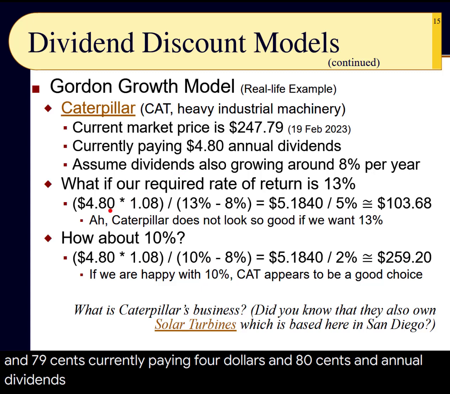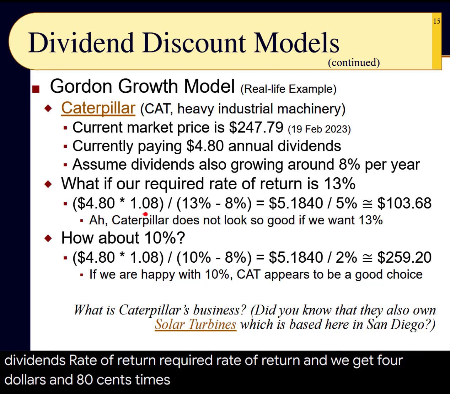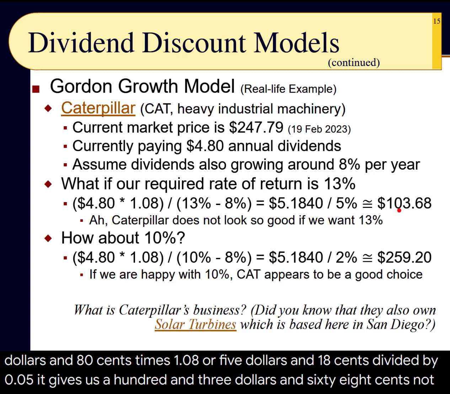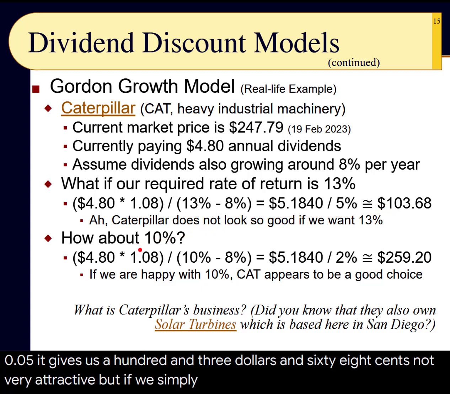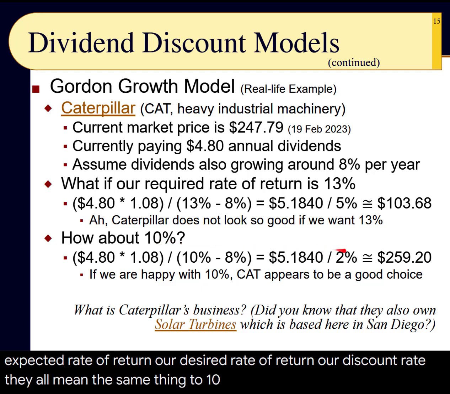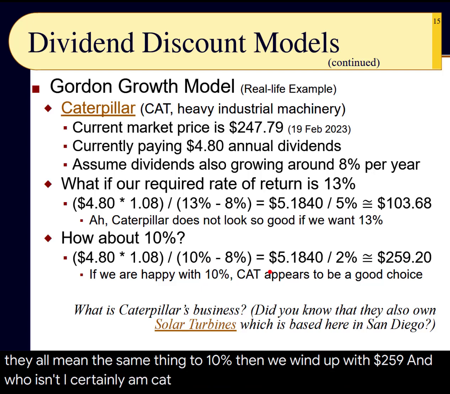Do the calculations with a 13% required rate of return, and we get $4.80 times 1.08, or $5.18, divided by 0.05, it gives us $103.68. Not very attractive. But if we simply lower our required rate of return, our expected rate of return, our desired rate of return, our discount rate, they all mean the same thing, to 10%, then we wind up with $259. So if we're happy with 10%, and who isn't, I certainly am, Caterpillar appears to be a very good choice.